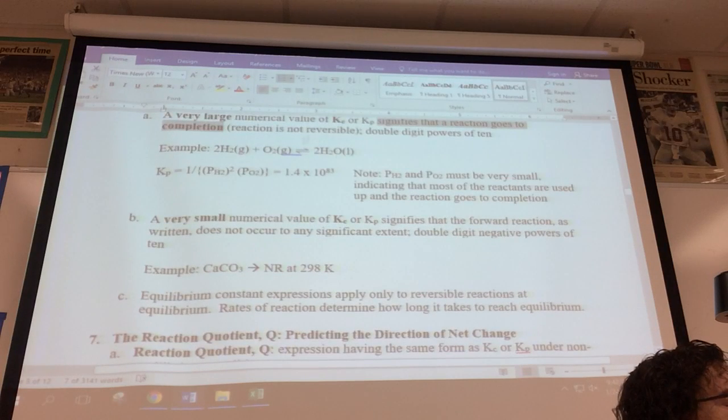For example, if you look at the synthesis of water, this is not really an equilibrium type reaction. It really should just have a forward arrow because the Kp is ginormous.